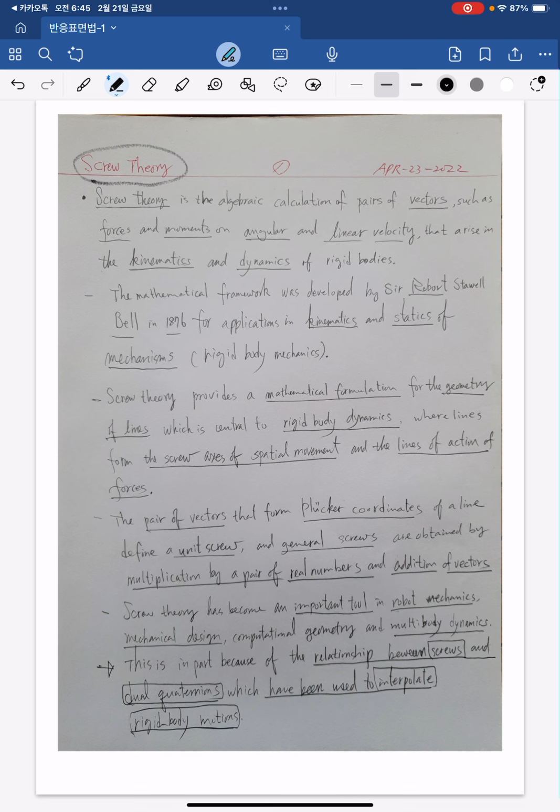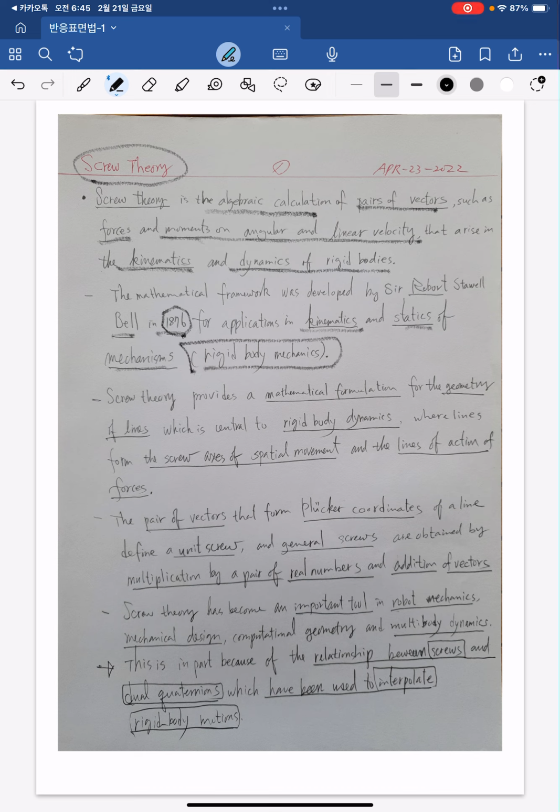Screw theory is the algebraic calculation of pairs of vectors, such as forces and moments or angular and linear velocities, that arise in kinematics and dynamics of rigid bodies. The mathematical framework was developed by Sir Robert Stawell Ball in 1876 for applications in kinematics and statics of mechanisms, rigid body dynamics.